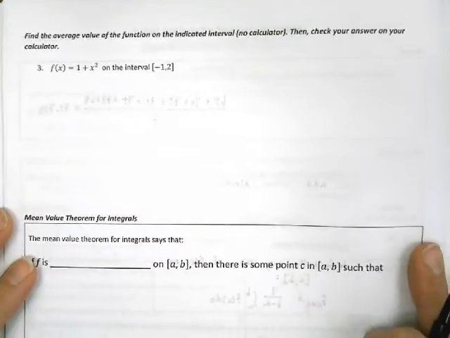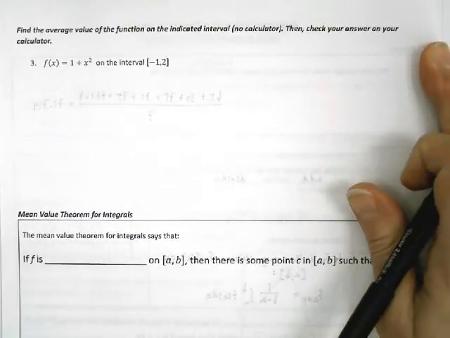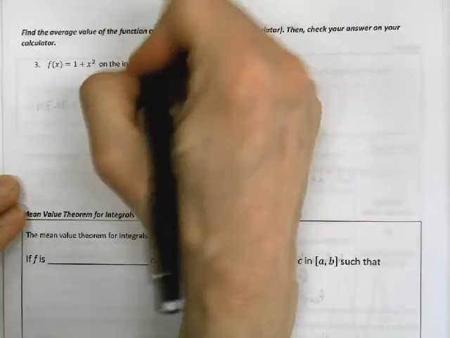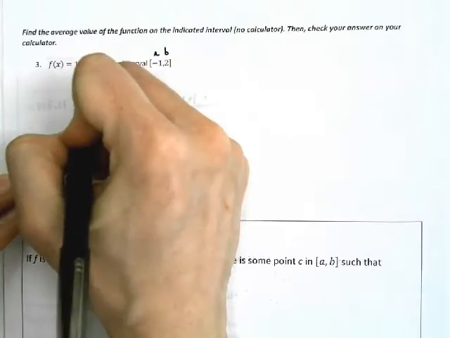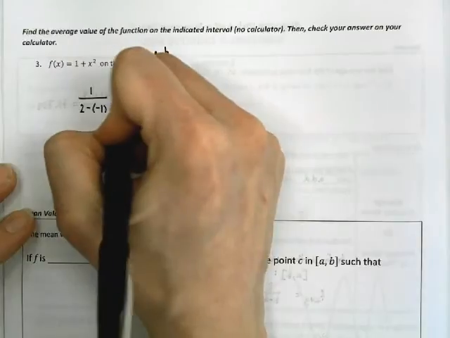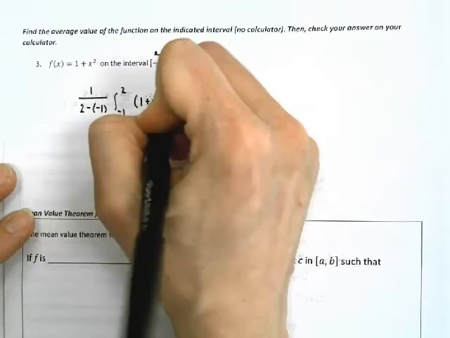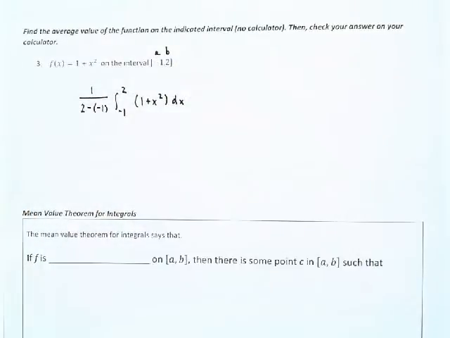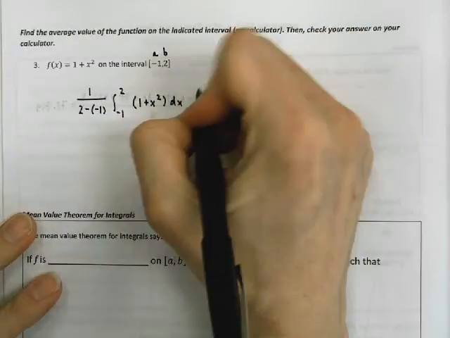So on the next page, this is asking us to find the average value of the function over the given interval, and then we'll use our calculator to check. So again, average value, here's my interval from A to B. So I'm going to do 1 over B minus A times the integral from A to B of my function, 1 plus x squared dx. Okay, so I can simplify 2 minus a negative 1 is 3. So I have 1/3.